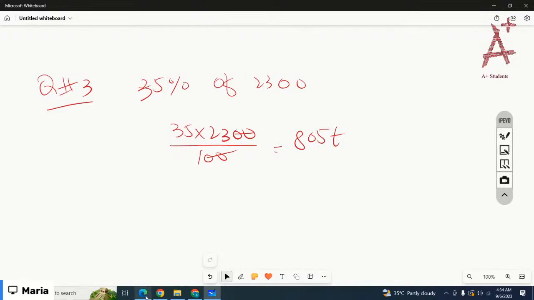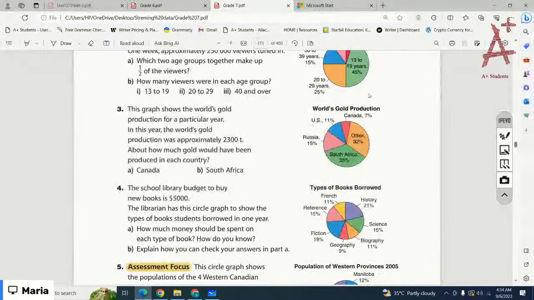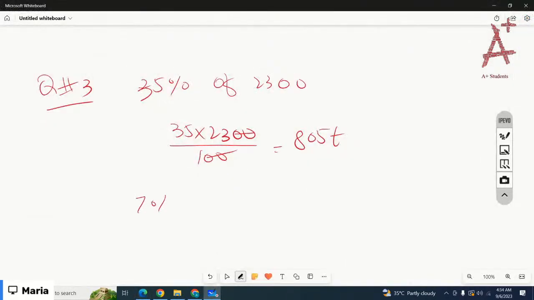Okay, for Canada, it is 7%. Just calculate 7% of 2300. So it would be 7 times 2300 over 100. So it would be 161 T, right?